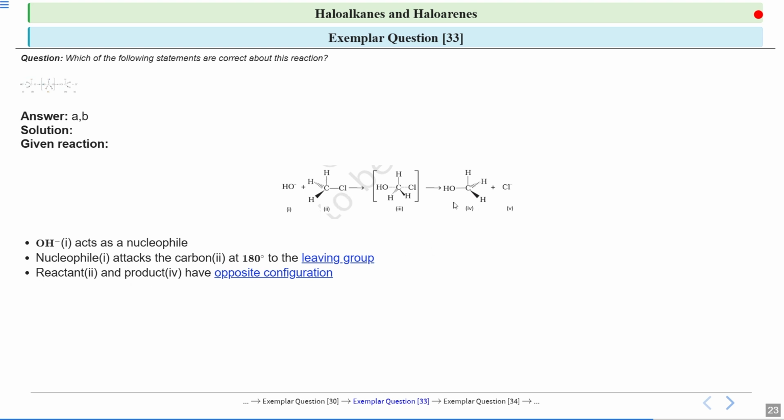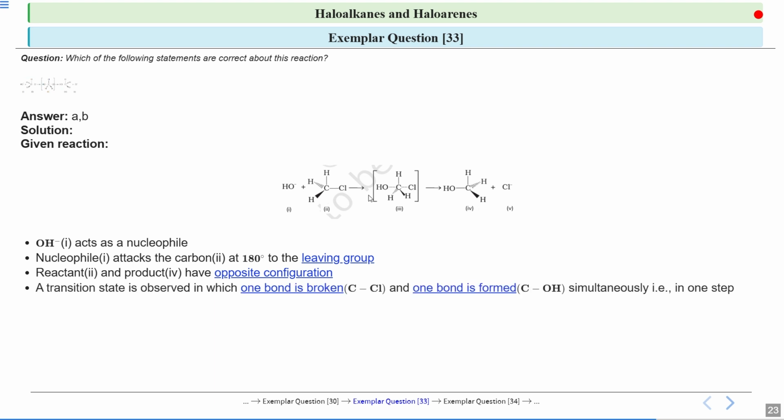Now the reactant second, that is your chloromethane. This reactant and the product fourth you are getting, that is methanol, have opposite configuration. You can clearly see that, because it happens because the nucleophile attacks from the opposite side of the carbon-chlorine bond. So the configuration reverses and you will get an opposite configuration of product from the reactant.